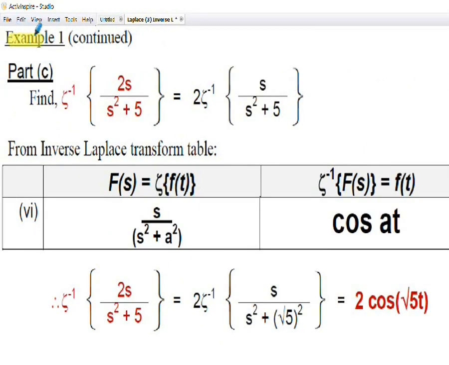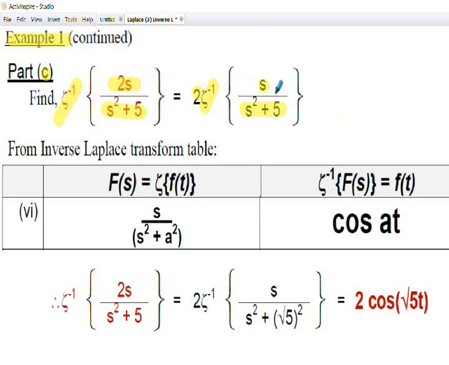Example 1, part C here. The inverse Laplace transform we're asked to review this time is 2s over s squared plus 5. And again, I need to think to myself from the tables, there are terms with s in the bottom, there are terms with s squared in the bottom, so I need to look at a term which has an s squared in the bottom. I also need to be aware that there's an s on the top of this function. So if I take the 2 outside as a constant factor, 2 is outside the inverse Laplace function, that would leave me with s upon s squared plus 5 inside the function.